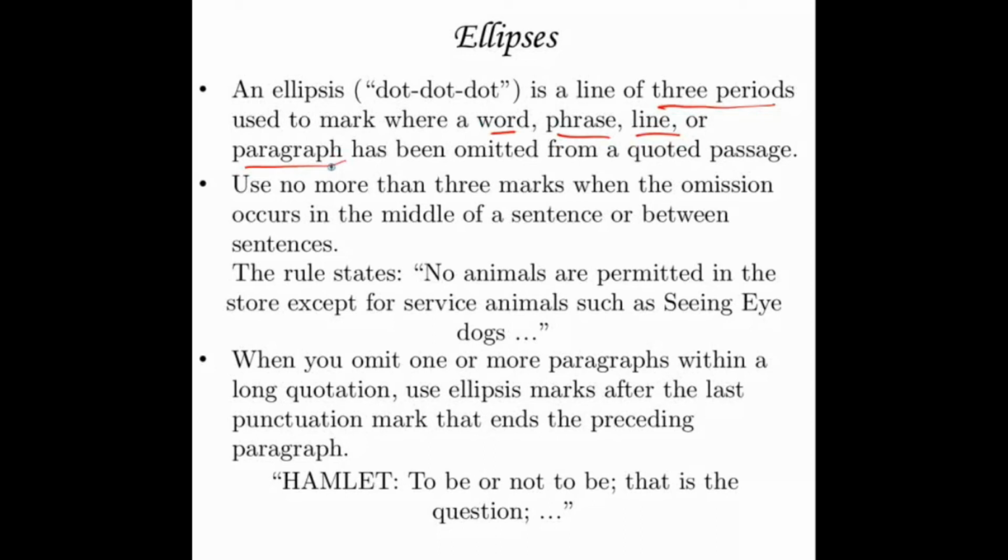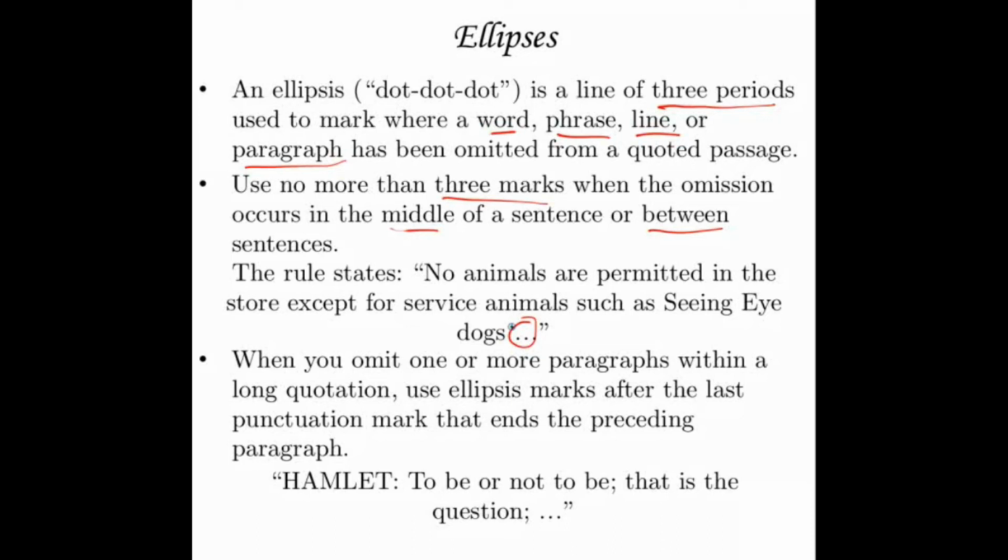When you're using an ellipsis, in general, use no more than 3 marks when the omission occurs in the middle of a sentence or between sentences. Sometimes you can get away with 4 in some styles, check your style guide, but as a rule, just use 3. So, for example sentence: The rule states, no animals are permitted in the store except for service animals such as seeing eye dogs. Now, in this sample sentence, we are quoting a rule, probably posted on a sign somewhere, but we haven't quoted the entire rule. We include this ellipsis to indicate, yeah, there's more here, we just haven't reproduced it. And again, we use only 3 dots.